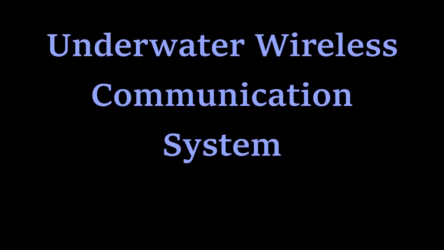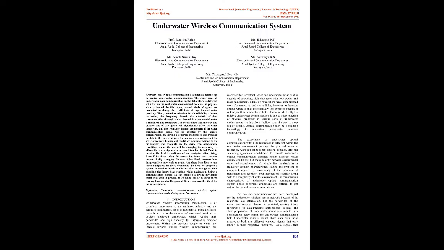Underwater wireless communication system. Underwater data communication is a potential technology to realize underwater communication. The experiment of underwater data communication in the laboratory is different from that in the real water environment because the physical scale is limited. In this paper, several kinds of agents are evaluated to change the coefficients of experimental water precisely. Then, as a criterion for the reliability of water recreation, the frequency domain characteristic of data communication through the water channel in experimental water is measured and compared.